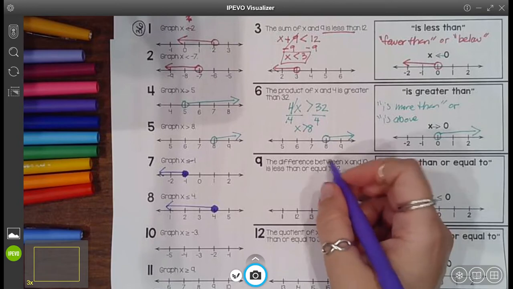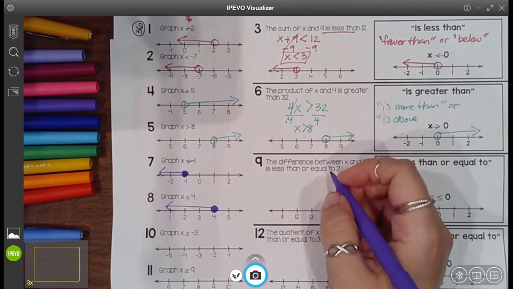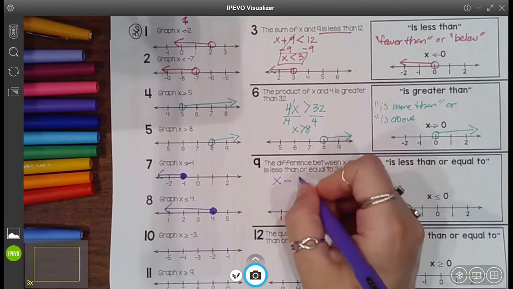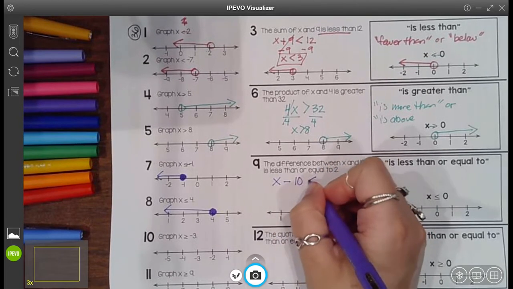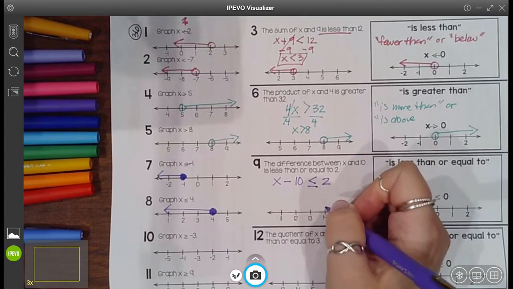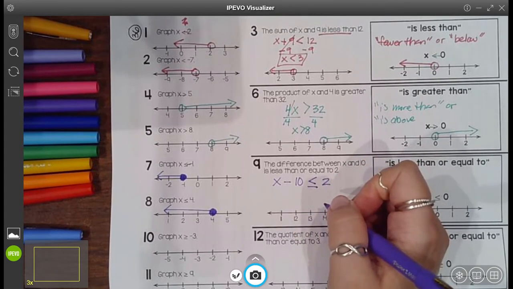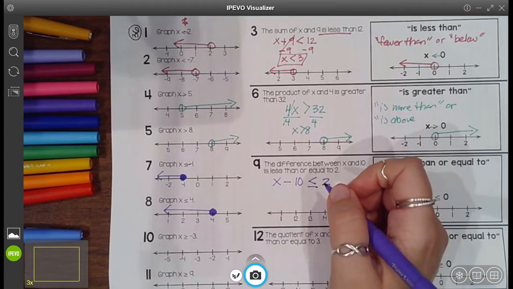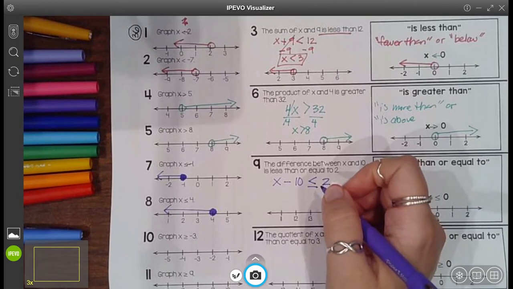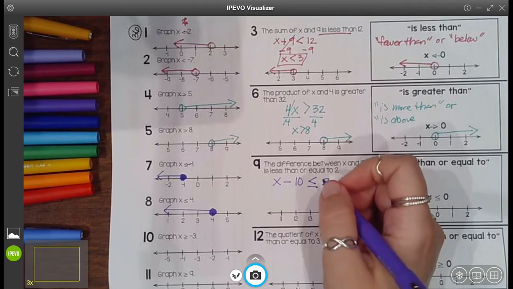Okay, and if you're back with us, you just tried this one. Let's see if you got it right. It said the difference, which means subtract, between x and 10 is less than or equal to 2. See how I wrote it as I read it? If not, go back and rewatch the video and then watch my hand move as I'm reading the question. Okay, now I want to go ahead and graph it, or before I can graph it, I need to solve it and get x by itself.